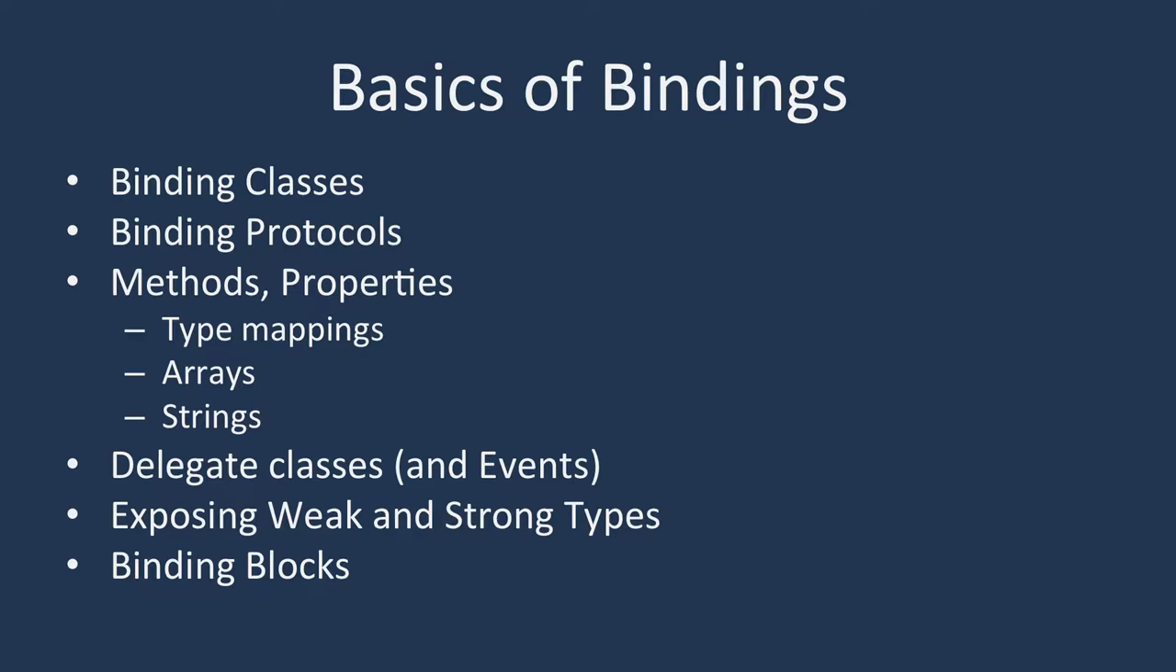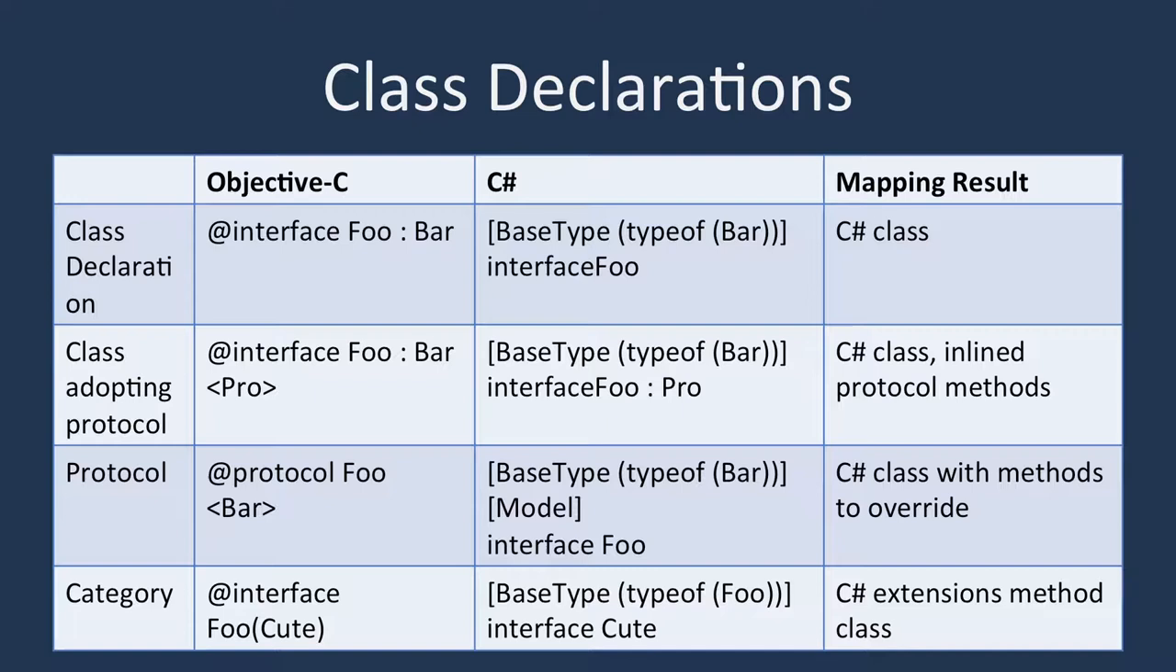We're going to bind methods. We're going to bind properties. And when we talk about that, we're going to talk about how you map the types from Objective-C to C#. Again, if you don't care much about the binding, you can just leave. It's fine. But we're going to talk about how to improve it. We're going to talk about delegate classes, exposing weak and strong types, and binding blocks. Blocks are callbacks. They're like delegates in C#. So these are essentially the basics. This is a cheat sheet that you can use.